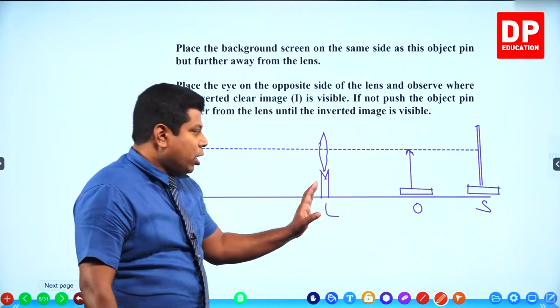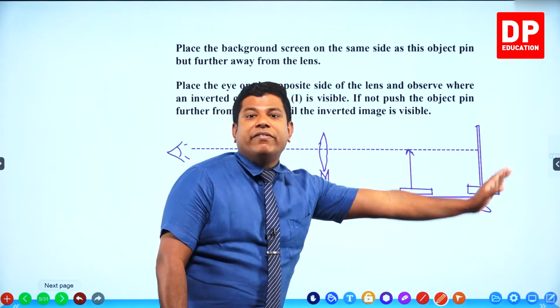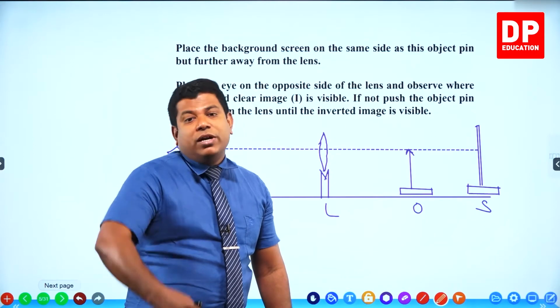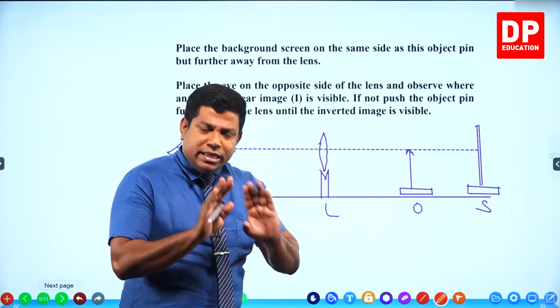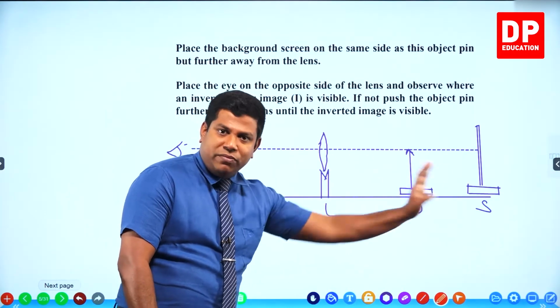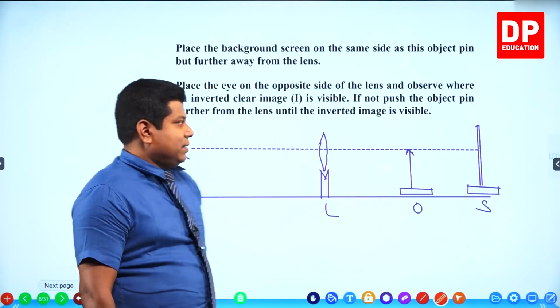Then what you must do? Push this pin further away from the lens to get a real inverted image. Until you see a real inverted image, you adjust this pin. Basically, push it further away from the lens.